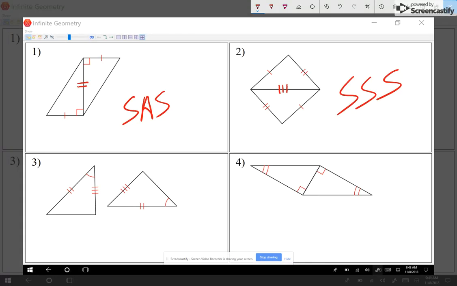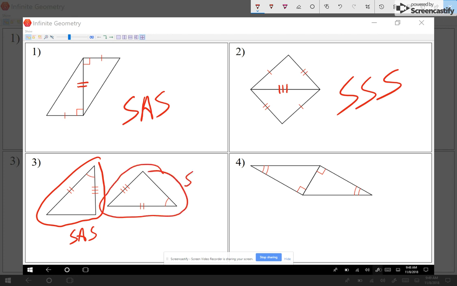Now question number 3. If I look at one triangle, I see two sides marked, and then the angle is in between the sides. So side angle side. If I look at the other triangle, two sides marked, but the angle is not in between the sides. So they're marked differently. Not congruent. Exactly. So we put SAS and then slash not congruent. No, we just write not congruent, because the two triangles are marked differently.